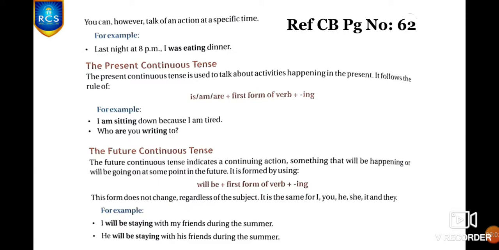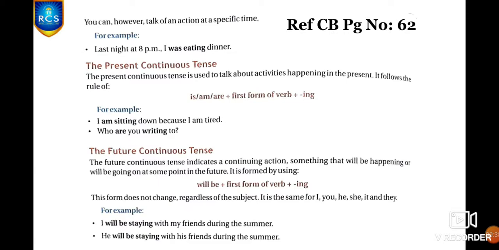Okay. Yeah, and next one is future continuous tense. The future continuous tense indicates a continuing action, something that will be happening or will be going on at some point in the future. And it is formed by using will be plus first form of the verb plus ing. This form does not change regardless of the subject. It will remain the same, okay, regardless of the subject. And it is the same for I, you, he, she, it and they.